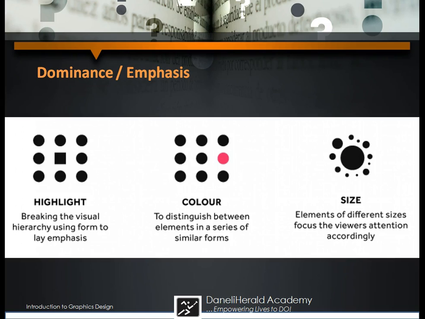The next principle is dominance and or emphasis. The first one is the highlight. You have a group of shapes. This is the first one: breaking the visual hierarchy using form to lay emphasis. This is explained this way.